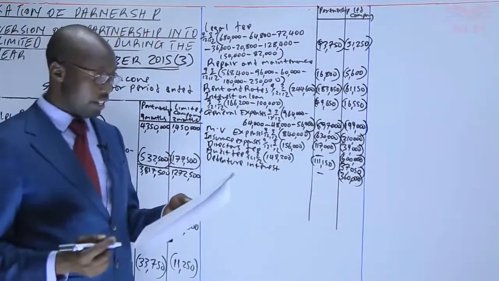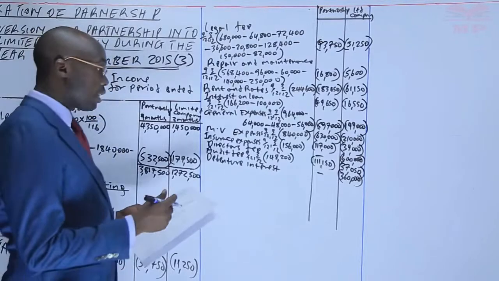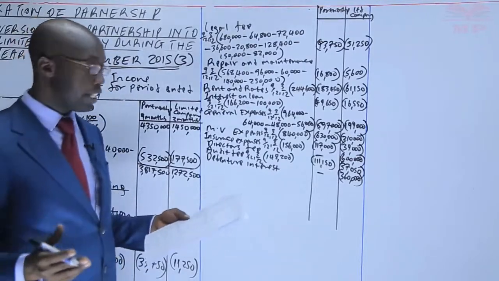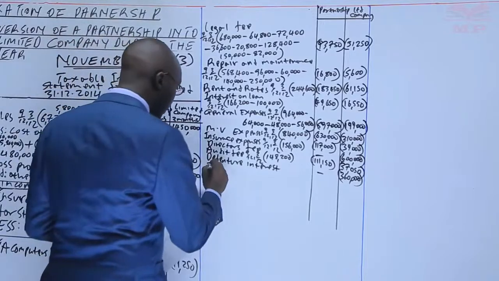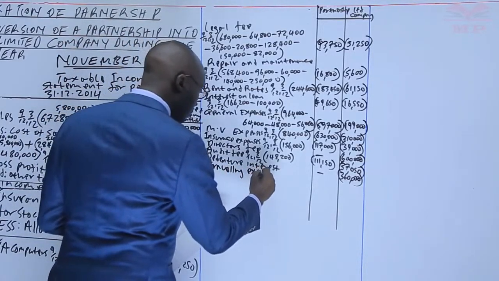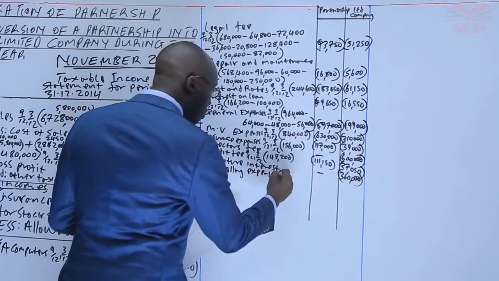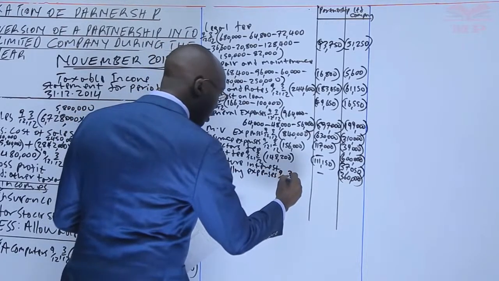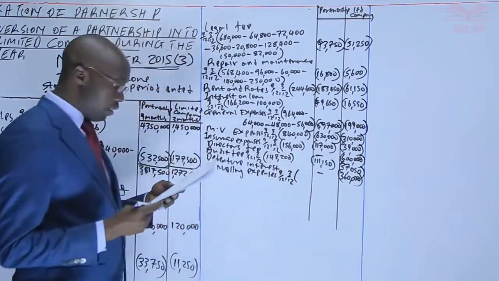The next one is traveling expenses. Traveling expenses is usually an allowable expense, so we'll have it here. And it cuts across the board, so 9 over 12 and 3 over 12 of the travel.